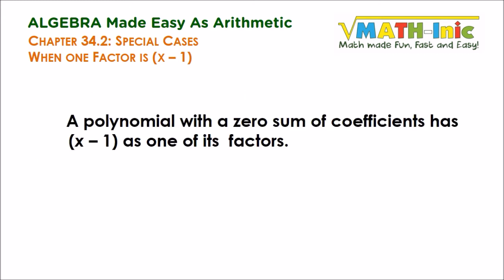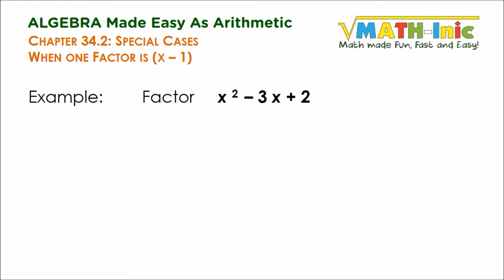In chapter 34.2, again, this is special cases when one factor is x minus 1. So we've been doing when one factor is x plus 1. This time we'll be doing when one factor is x minus 1. This is similar to if x is 10, then this will be similar to 10 minus 1 or 9. Okay, a polynomial with a zero sum of coefficients has x minus 1 as one of its factors.